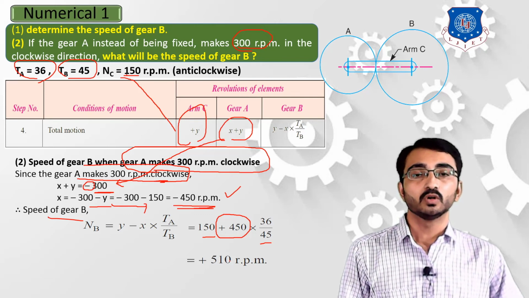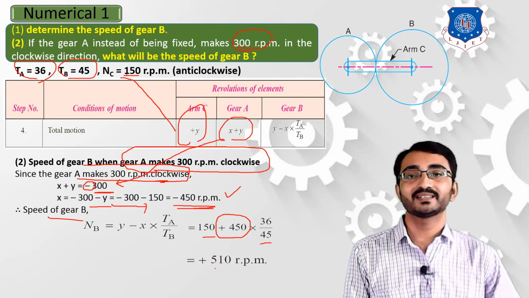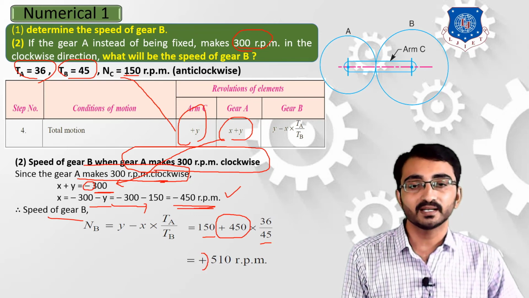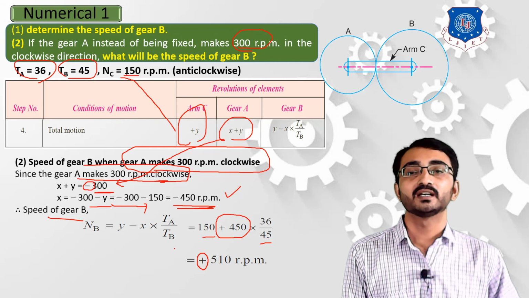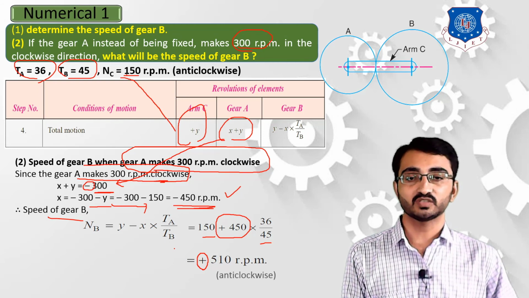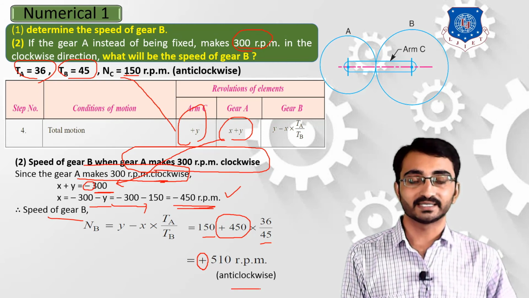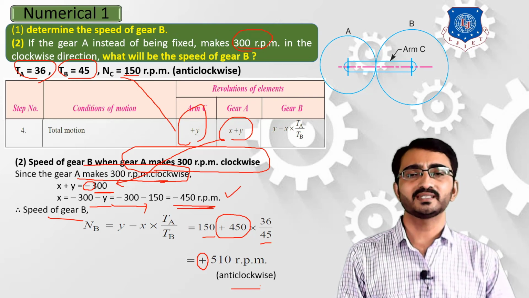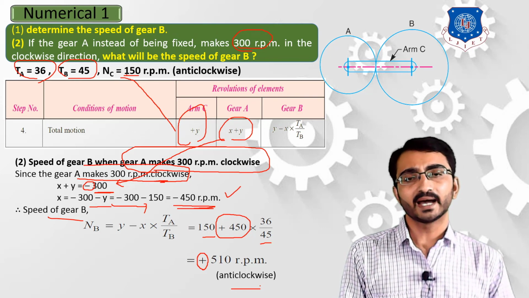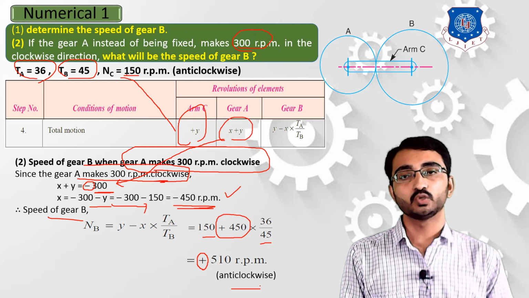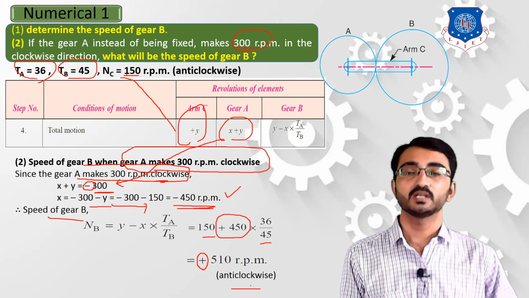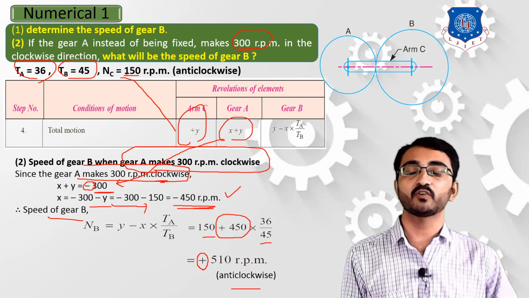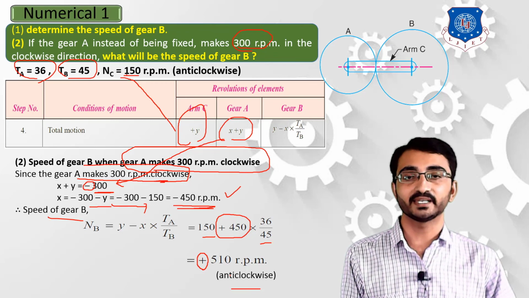So over here again we have to mention the direction. As the plus symbol indicates, this gear B is rotating in anti-clockwise direction. So we have to mention anti-clockwise direction. So this is a simple method. By using this tabular method, you can solve any numerical of epicyclic gear train. If you remember the conditions for the table properly, then you can solve numericals of epicyclic gear train.